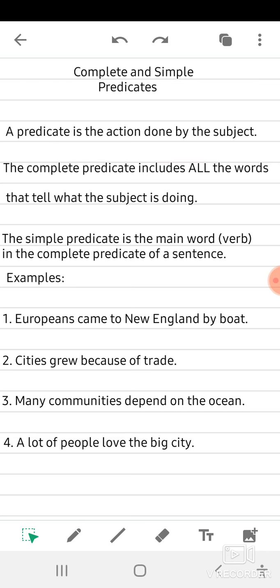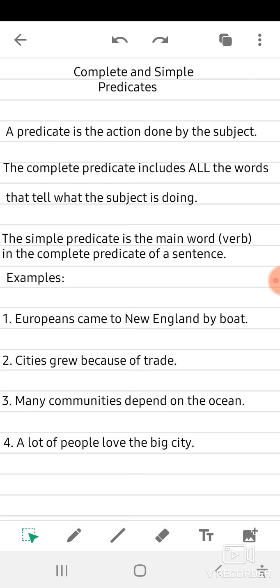Before we start, there is something that you have to remember. The subject of a sentence is the person, place, or animal or thing that the sentence is about. In other words, the subject will tell you what or who the sentence is about.